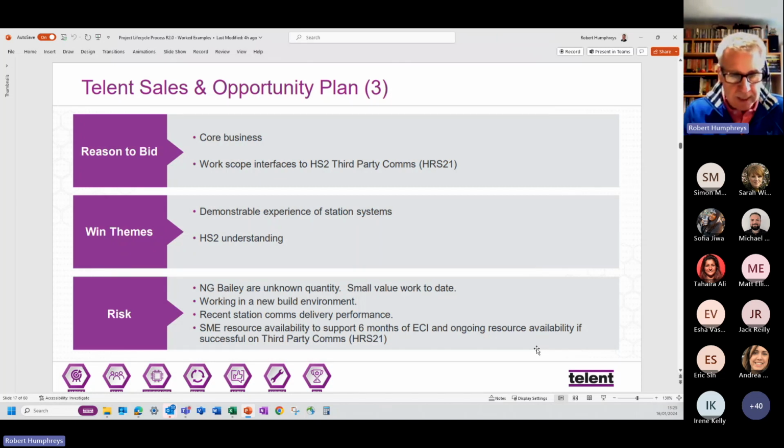Now, risks here could be very much around the bid. Still very much the early stages. What are the risks around our ability to win this bid? So, for example, here, NG Bailey is the partner. They're an unknown quantity. We don't know how we're going to work with them. So things like that begin to come out at this stage, which once again allows us to have a much more holistic view of the project overall.